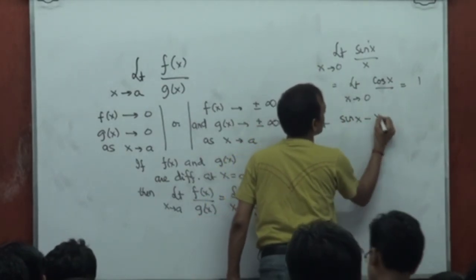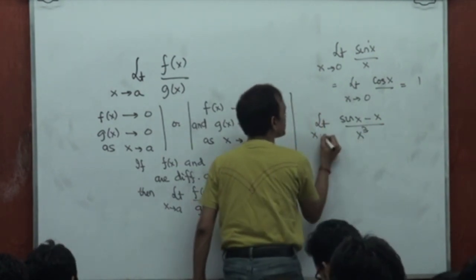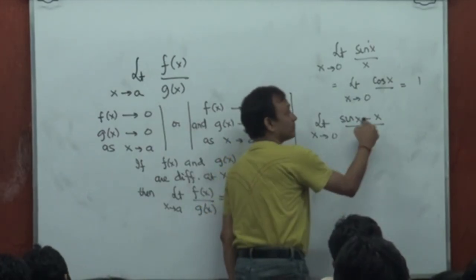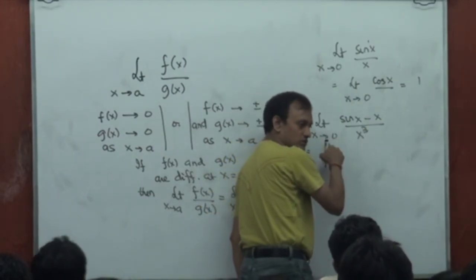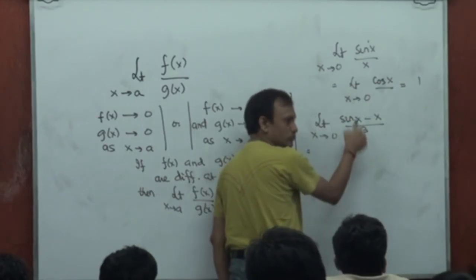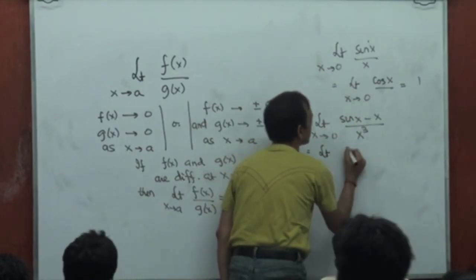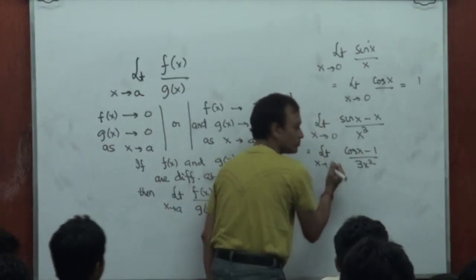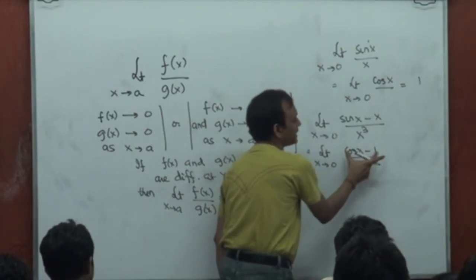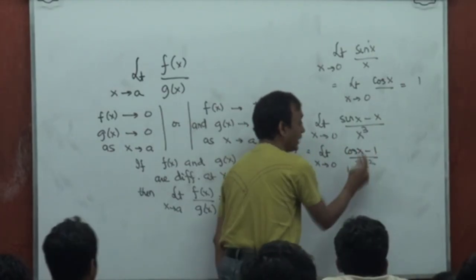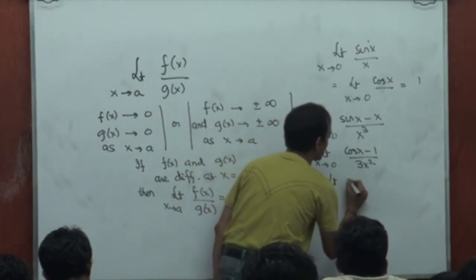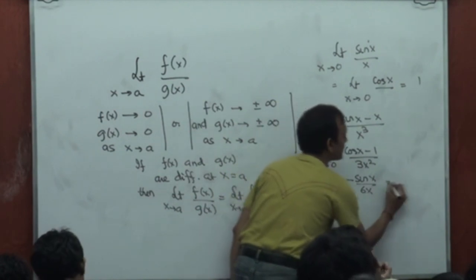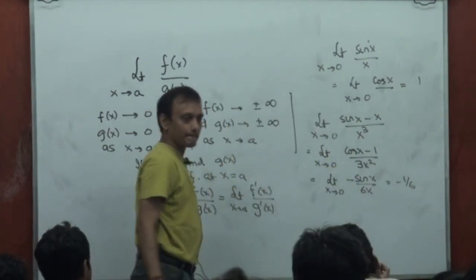Limit sin x minus x by x cube as x tends to 0. Again, both numerator and denominator are differentiable at x equal to 0 and they tend to 0 as x tends to 0, so I could differentiate numerator and denominator. So this is like cos x minus 1 by 3x squared as x tends to 0. I can differentiate a second time because again as x tends to 0, numerator and denominator tend to 0 and they are differentiable at x equal to 0. So this is like minus sin x by 6x as x tends to 0. So that makes it minus 1 by 6. Right?